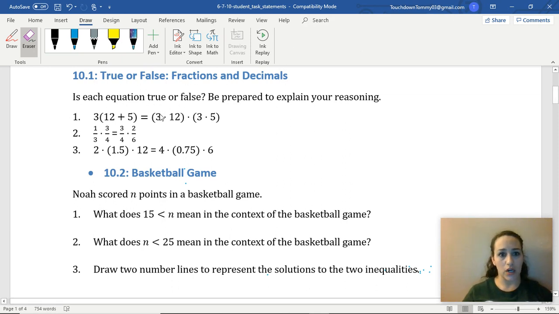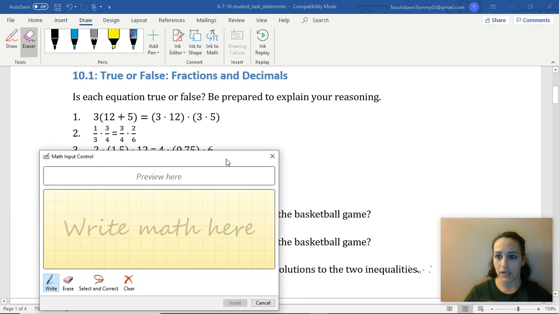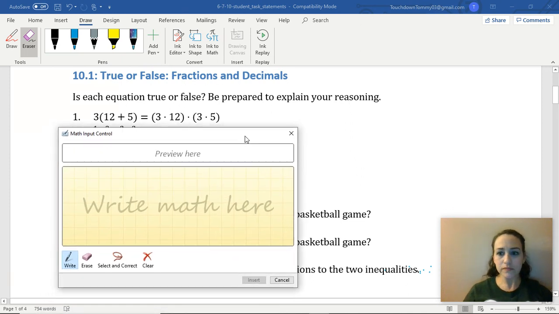So the first one here, we've got whole numbers. I'm going to use this nifty little ink to math tool because I think it might even be able to figure out my handwriting, which is kind of a miracle.